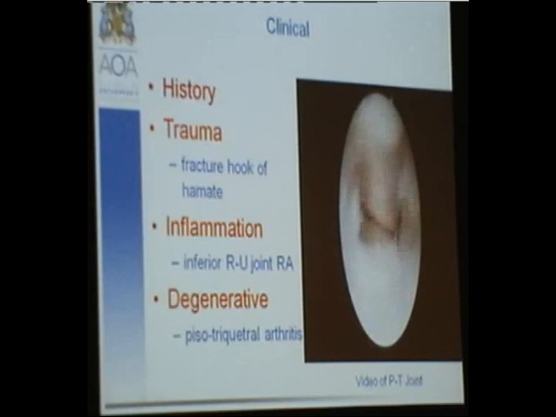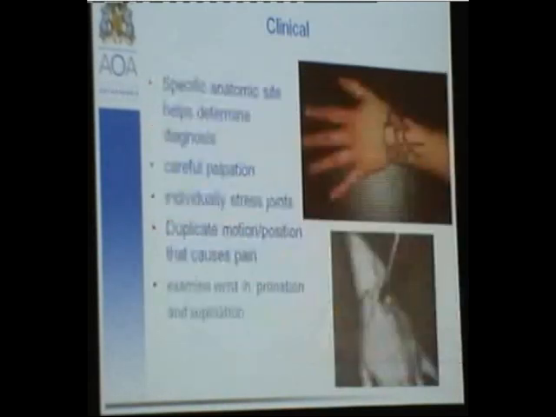Clinically, it's a specific anatomic diagnosis, so you have to palpate all of those specific points. You have to palpate the ulnar styloid, the ECU, and the distal radioulnar joint. Likewise, the TFCC and also the lunotriquetral joint, and then depending on your examination findings, you have to stress those joints. You need to try and duplicate the symptoms that the patient describes by putting the wrist in the position that they describe it occurs in.